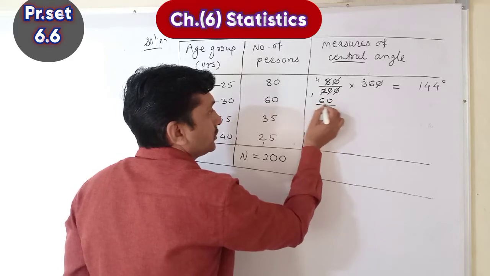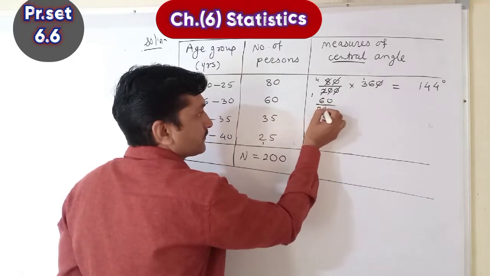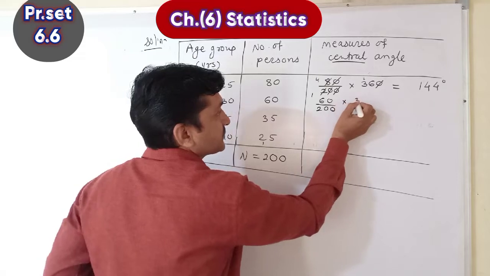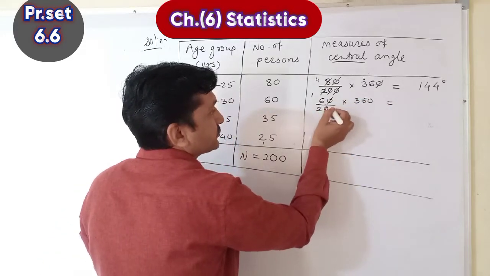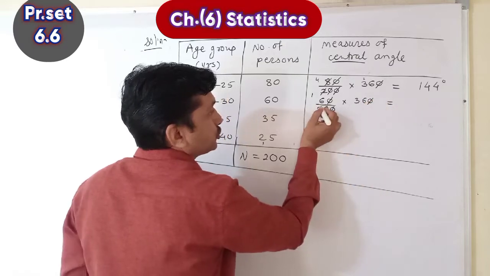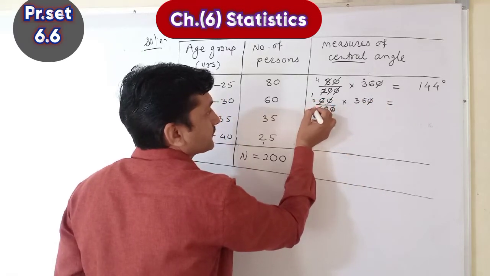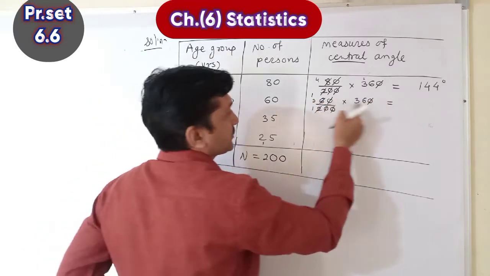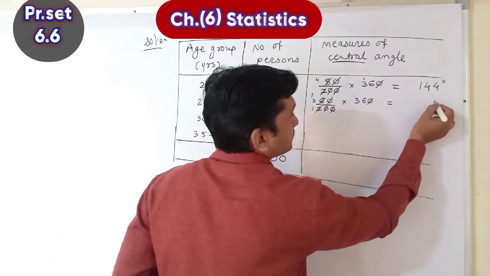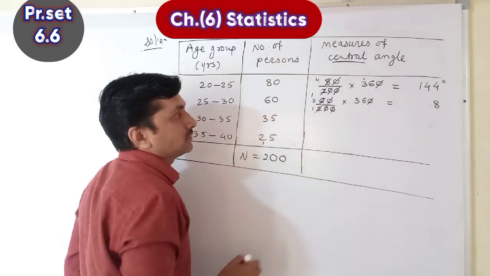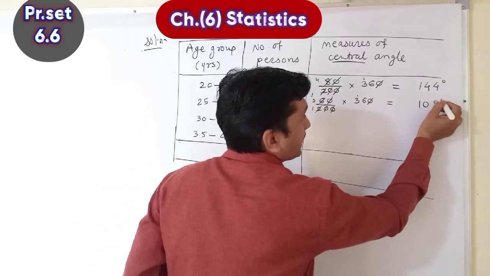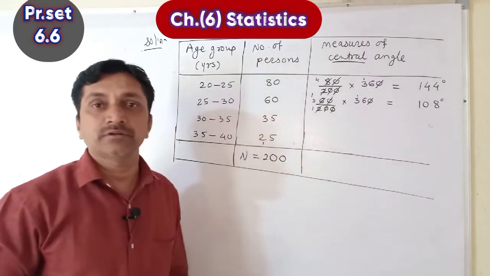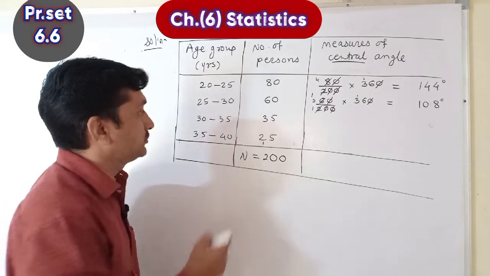60 upon total, always upon total, multiplied by 360, same way. Here one 0 cancels, second 0 cancels, 2 1s are 2, 3s are. Okay, and here multiplication, 6 3s are 18, 1 carried over, 3 3s are 9 plus 1 is 10, 108 degree. Second measure of central angle we got.